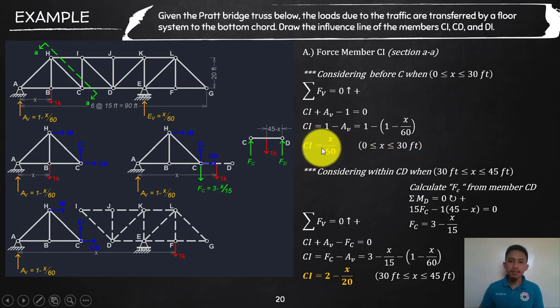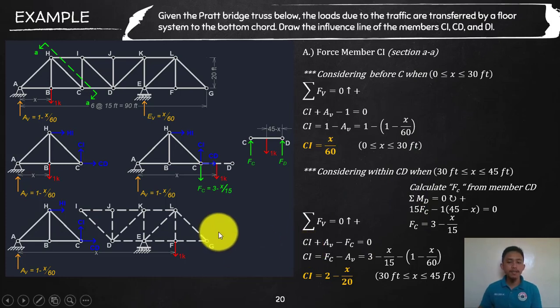So this response equation of CI is good only when x is from 0 to 30, since that is of course when the load is exactly at A, and then when the load is exactly at C. And now, considering that your load is within your cut section, that is now within the member CD, so when the load is moving within that distance, then we will be having this as another possibility.